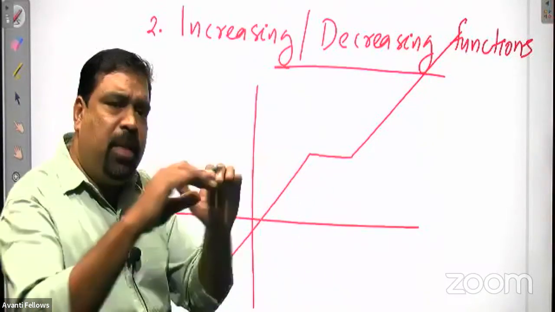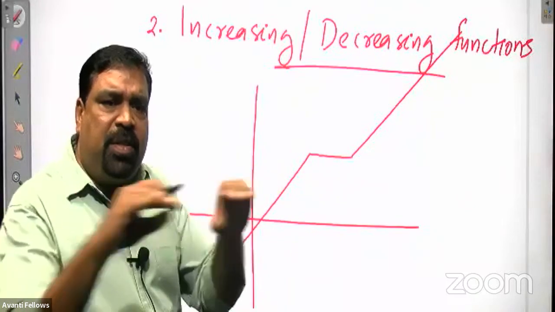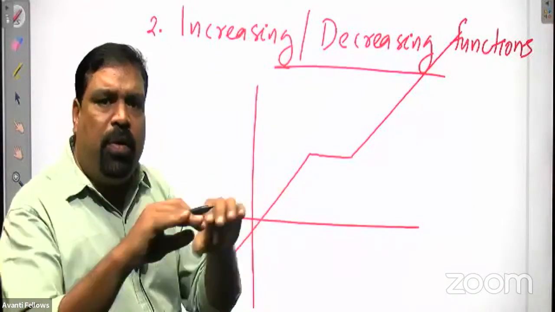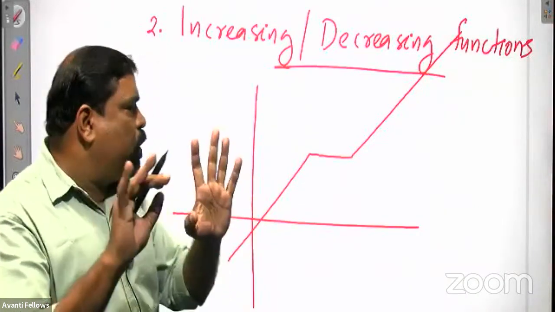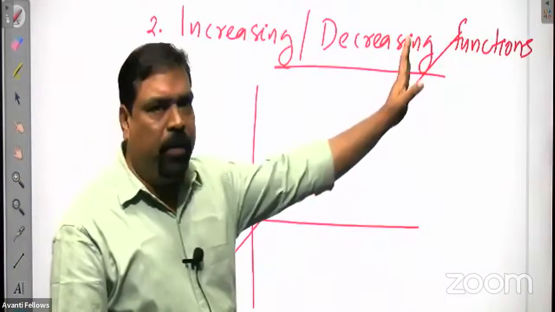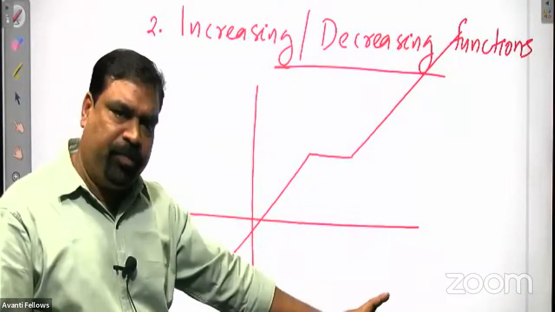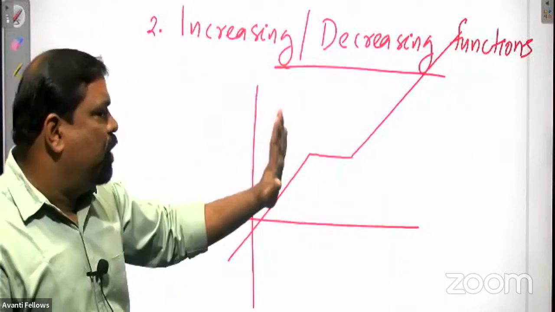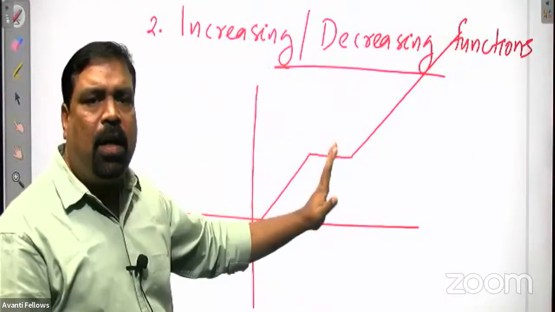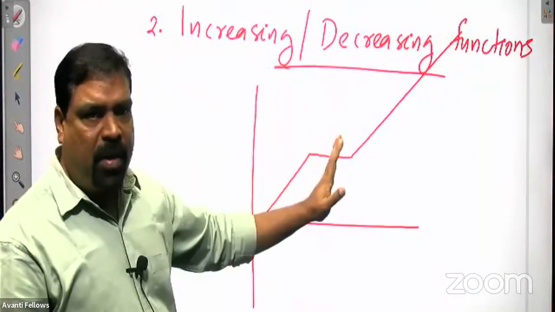There can be some part where the function is stable, no increase, no decrease, but totally the nature is increasing only. It never decreases. So if the graph is like this, it is called an increasing function, only increasing.